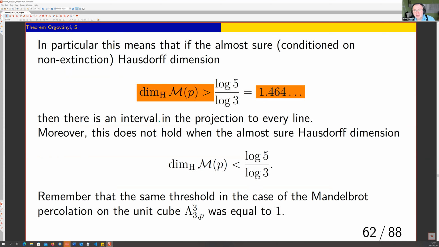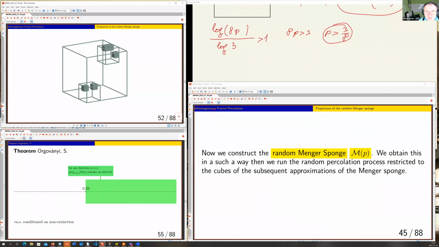So in summary, if you want to guarantee that the random Menger sponge has an interval in all possible directions, then you need to require that its Hausdorff dimension is bigger, not only than 1, but bigger than 1.46, whatever. So it needs to be quite big, because it's inhomogeneous. So it has a different structure. So now I will go back to the other screen.